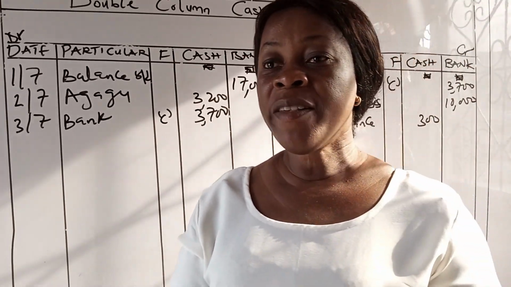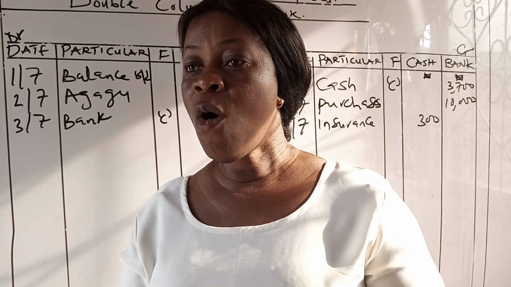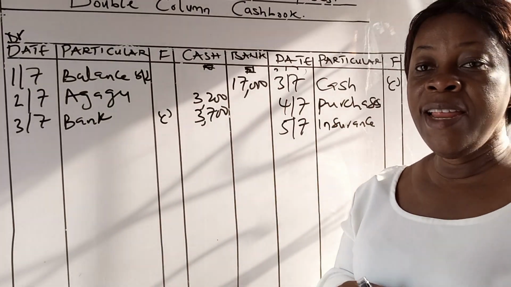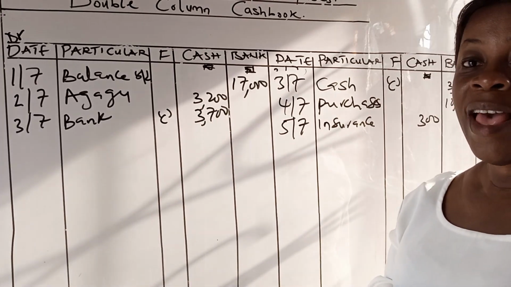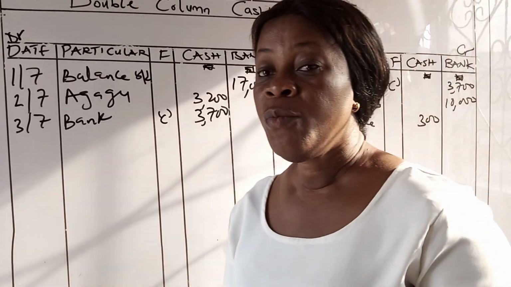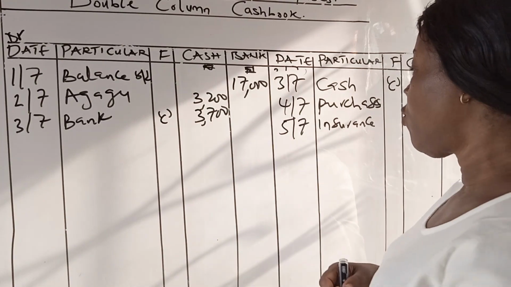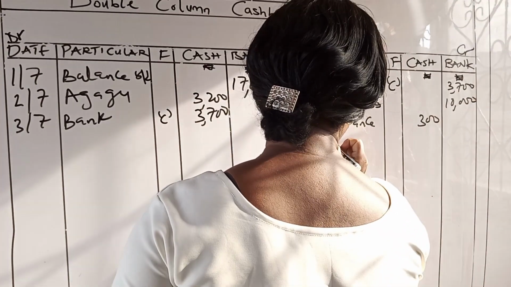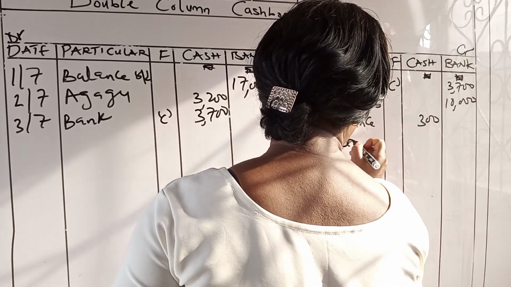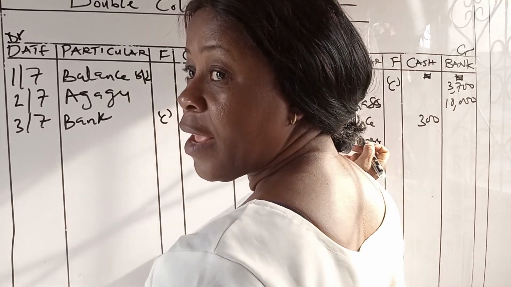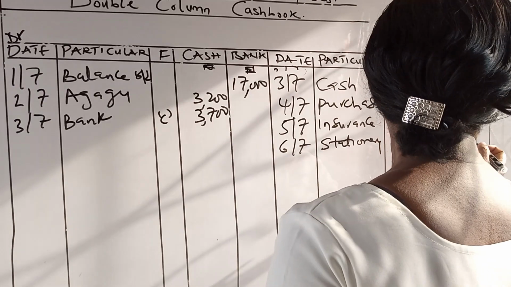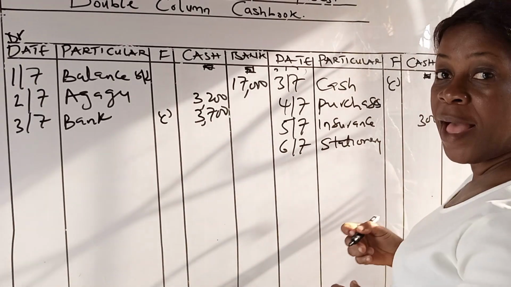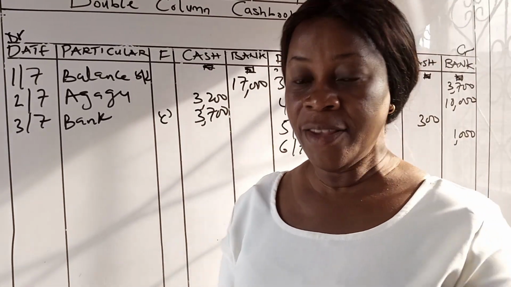July 5, bought stationery by check 1,000 naira. So there is a decrease in the bank balance as a result of the stationery bought. So in the column for date we have 6/7, particulars column, stationery, then 1,000 naira will be written in the column for bank under the credit side.